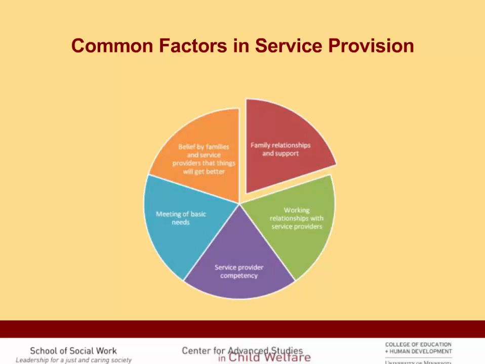As outlined in the Common Factors model, research has identified factors associated with good outcomes in service provision to children and their families. These common factors are family relationships and support, working relationships with service providers, service provider competency, meeting of basic human needs, and the belief by families and service providers that things will get better.